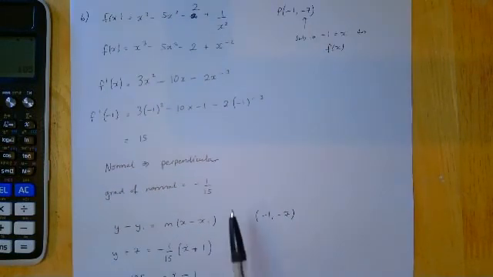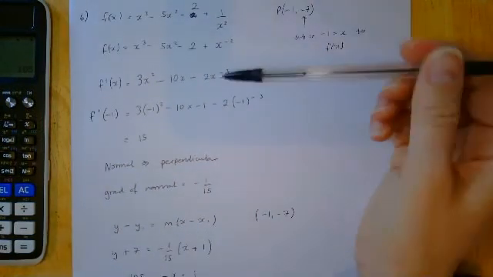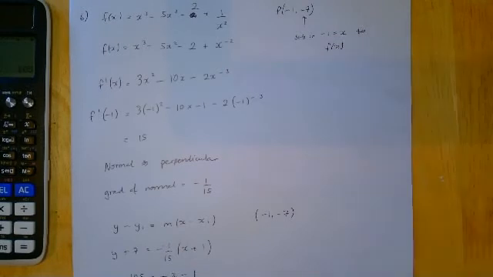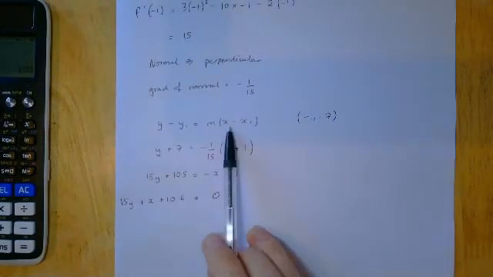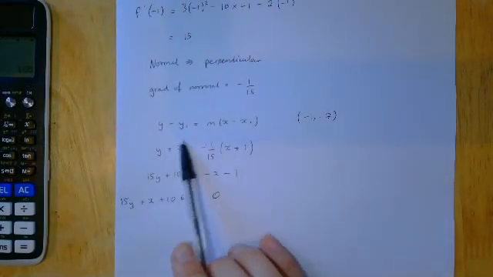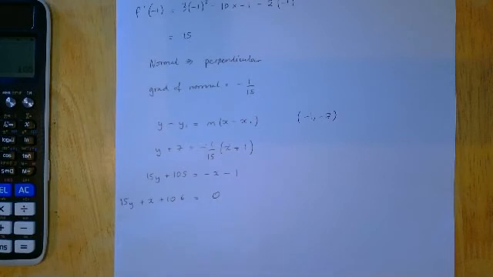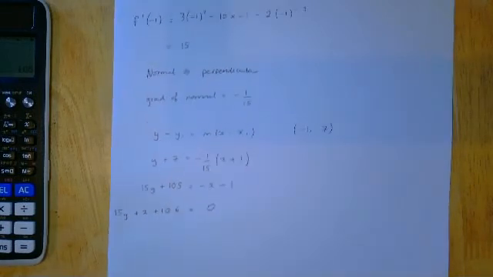So we did that by realising that because it wanted the normal, we needed to know the gradient. To work out the gradient, we knew we needed to differentiate. To differentiate, we knew we needed to write it in a nice way. At this point, you could have used y equals mx plus c. That would have been a perfectly fine way of doing that.